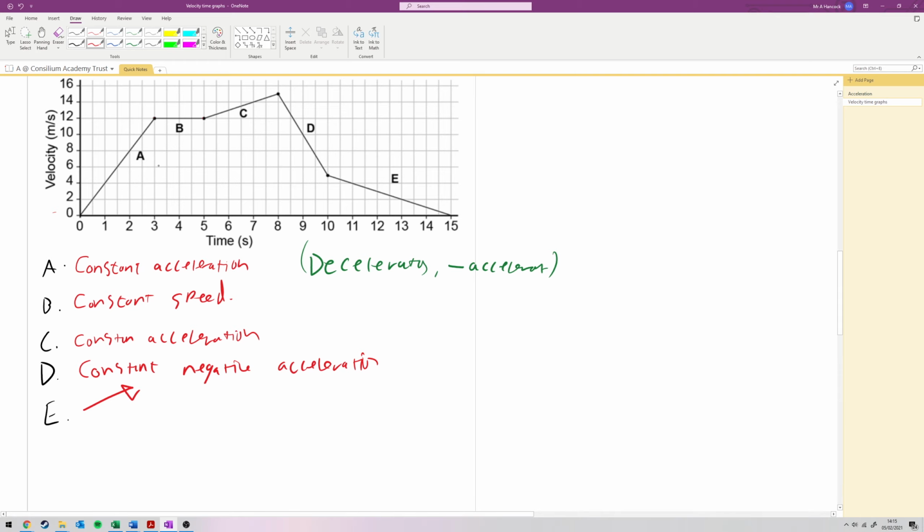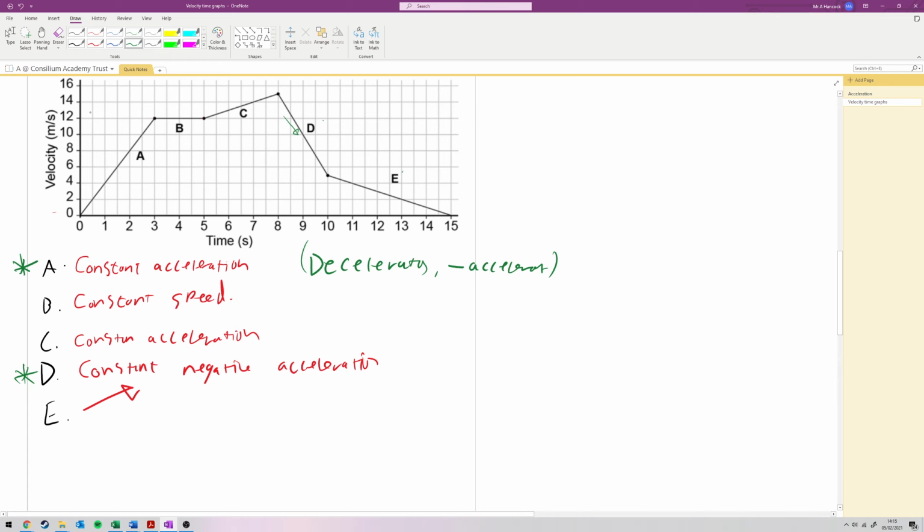Hopefully, from the graph, if I asked you to tell me, A or C, which one was the greatest acceleration, you should be able to see A is the steeper slope, so A was the greatest acceleration. And between D and E, which one was the quickest deceleration, or the greatest negative acceleration? You should know that D is the greatest slope here. So D was the quickest deceleration.